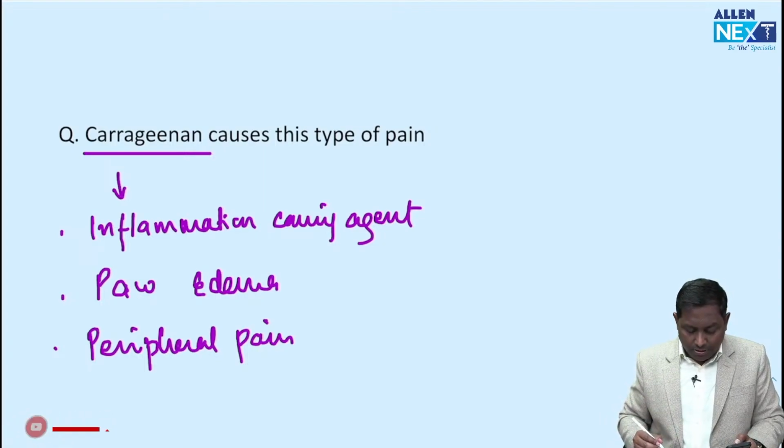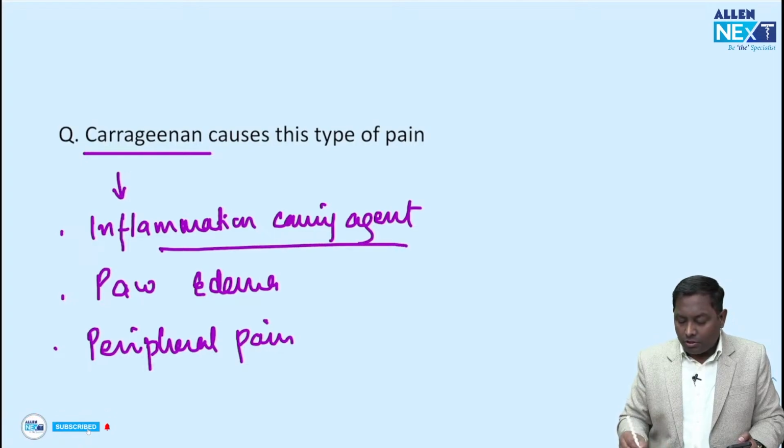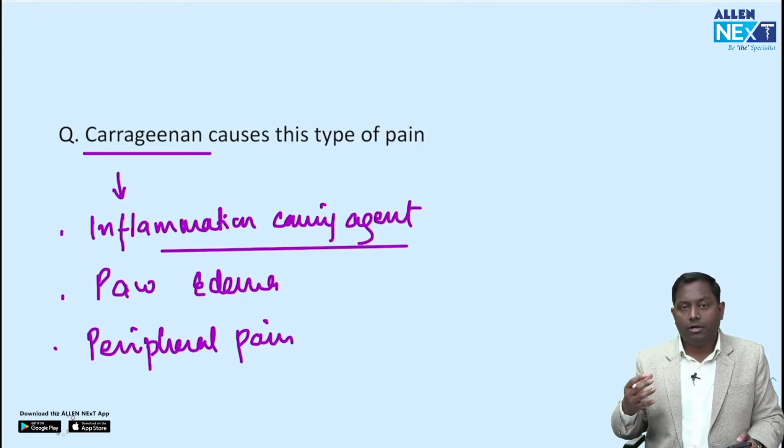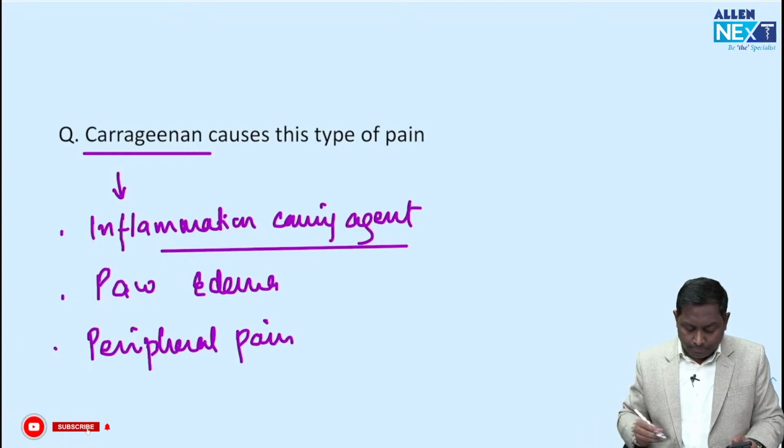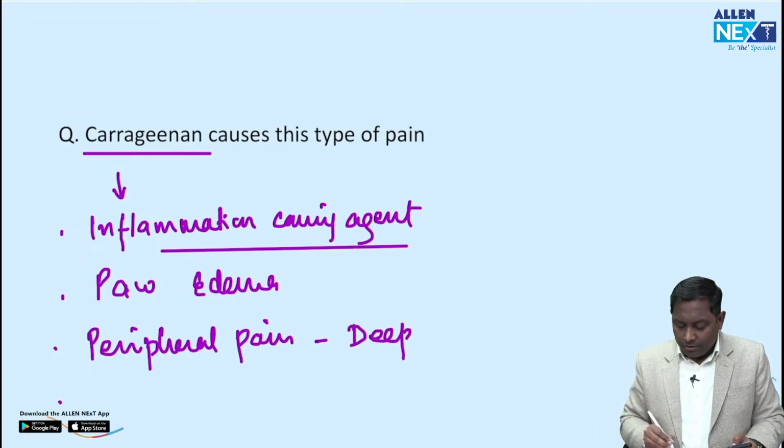Noxious acute stimulus. So this is one inflammation causing agent, so definitely they are noxious only. They are mainly used for inducing paw edema in the animal model of inflammation. Okay. If this was the one, then this is going to be the preferred answer here.